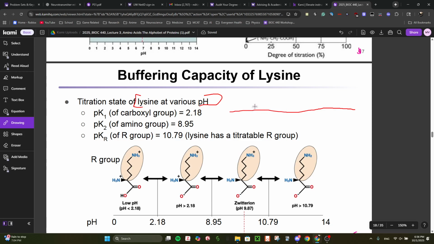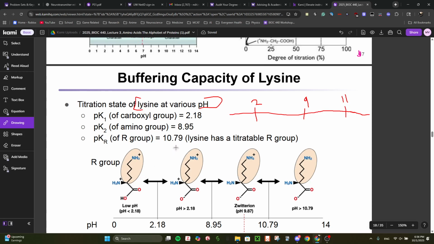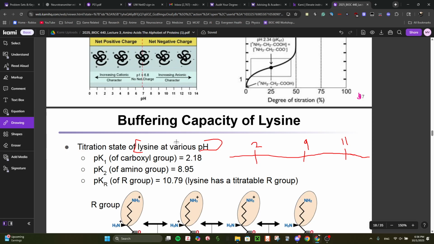I'm too lazy. This is going to be pKa1. This is 2, right? This is going to be 9, right? And this is like 11, right? So we've drawn our number line, and then we can start going through this amino acid and seeing what is what at different pHs.